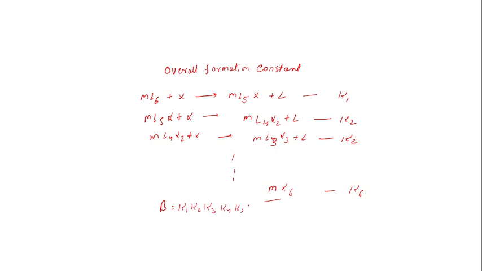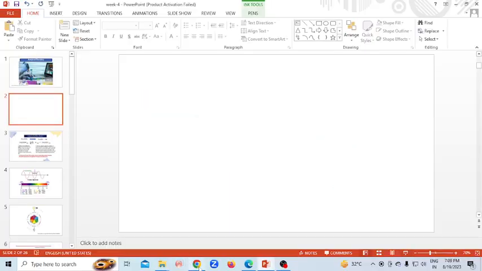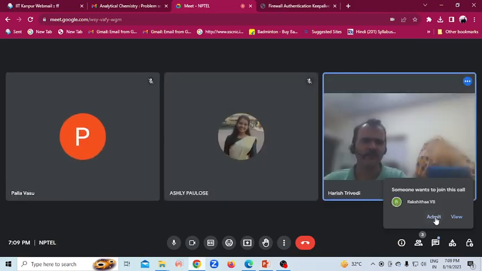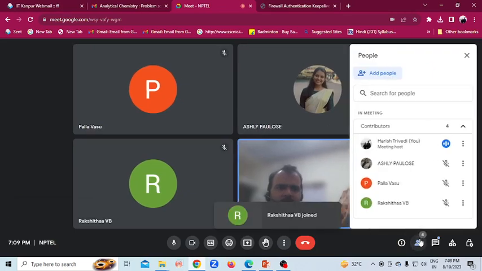So it will be the product of all these reaction constants. We can say it is a step reaction, and in a step reaction, just a minute. I think some persons are waiting. Students, please try to join on time.